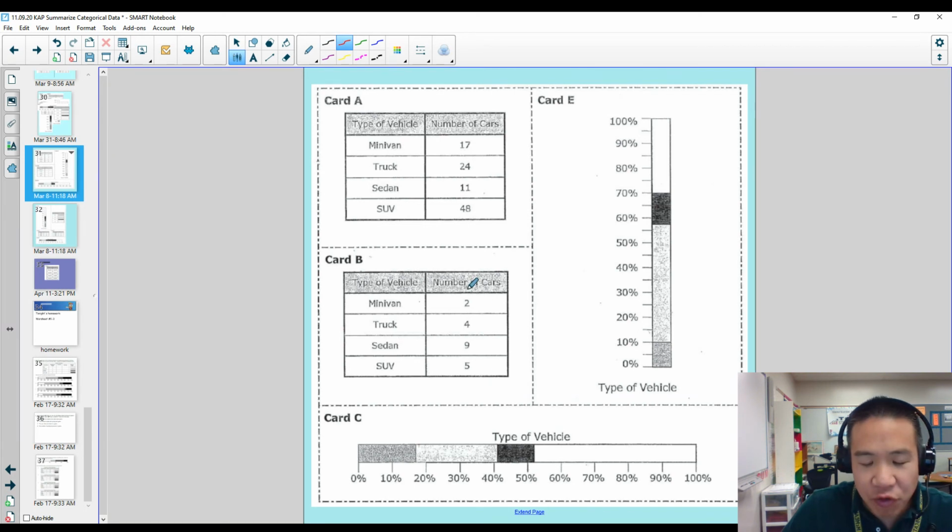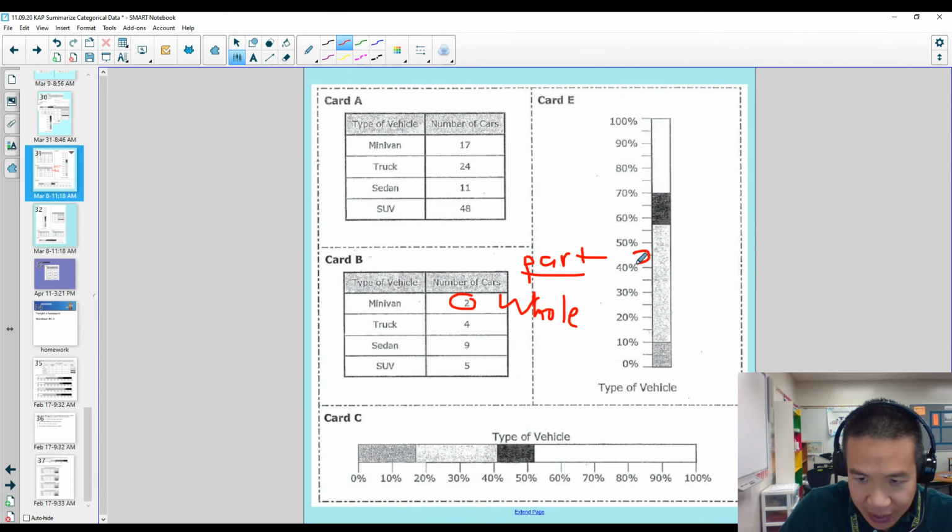So we're looking for part to whole. Let's start with the first one, which is minivan. There are two minivans out of the whole. What does all of these add up to? If you add up 2, 4, 9, and 5, it adds up to 20. So it's 2 out of 20.